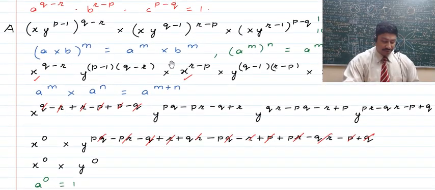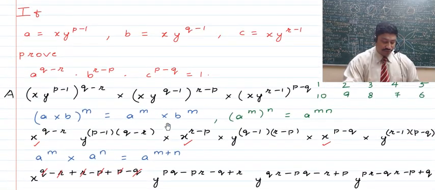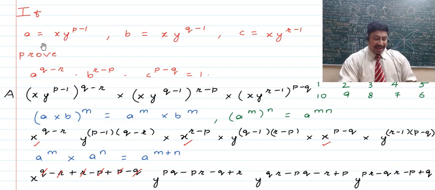In the question, children, we've been given here to prove: if we have a to be x into y raised to the power p minus 1, b to be x into y raised to the power q minus 1, and c to be x into y raised to the power r minus 1, and we have to prove a raised to the power q minus r into b raised to the power r minus p, and this dot is actually a multiplication sign, that is times of c raised to the power p minus q, and their product is equal to 1.